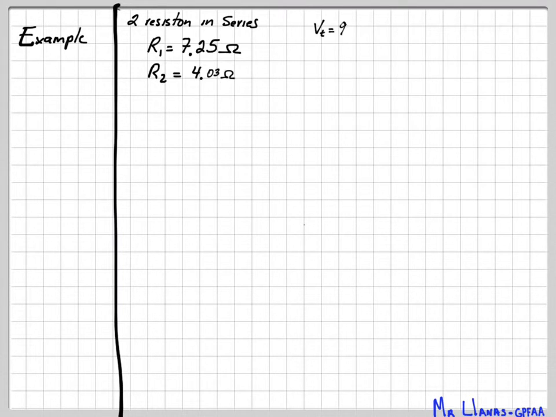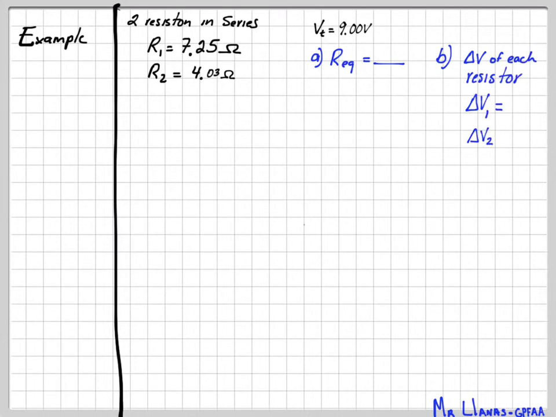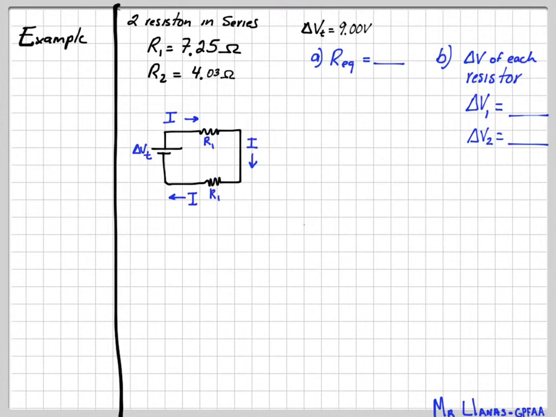Now, an example that we have here is two resistors in series. They give you the resistor values, and they're asking us to find the equivalent resistance and the voltage at each resistor. The terminal voltage of the battery is 9 volts. Again, you can pause these videos, make sure you get the math right. But first, we need to make a drawing that represents the resistors. The resistors are in series. We know that the current is going to be the same throughout the circuit because it's in series. We know the terminal voltage.